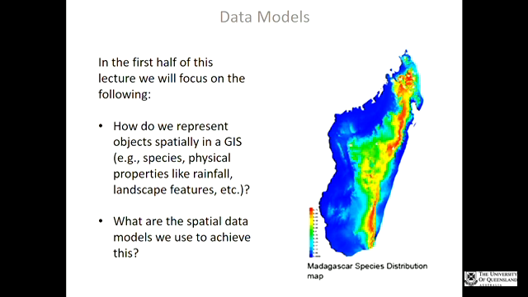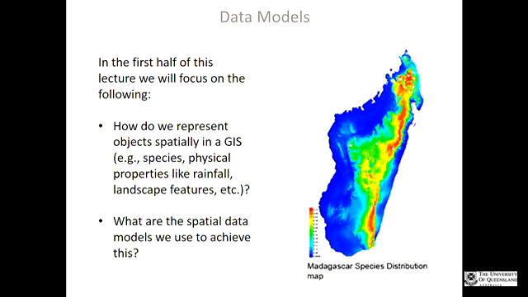So these objects spatially, but it could also be other things that are less well defined spatially, such as rainfall or temperature or atmospheric pressure. Characteristics of soil types that vary more continuously across landscapes. But in this case the data model is really a conceptualization of the world, that we translate into a digital representation that allows us to represent objects spatially in a GIS.